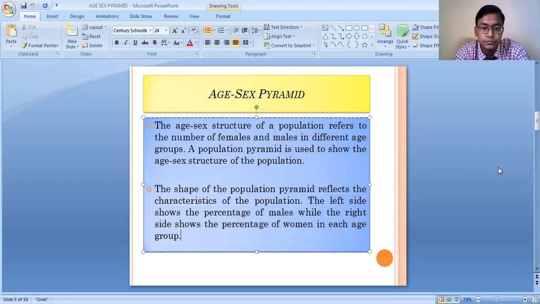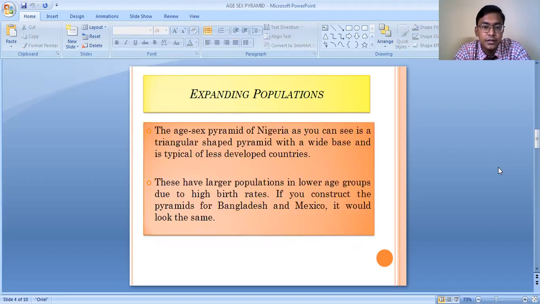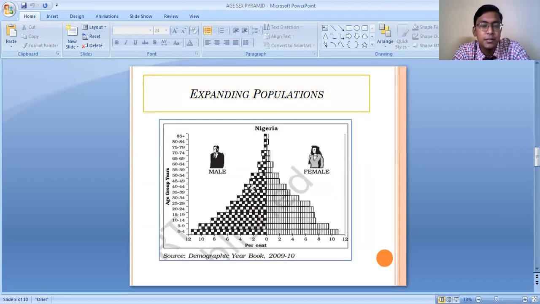Here you can see the population pyramid. This is how the diagram looks. This side, shaded black and white, is the male population, and on the right hand side is the female population. At the base it is written percentage 0, 2, 4, 6, 8, 12, and on the right hand side also you can see 0, 2, 4, 6, 8, 12, and it may increase like 13, 14, 15.